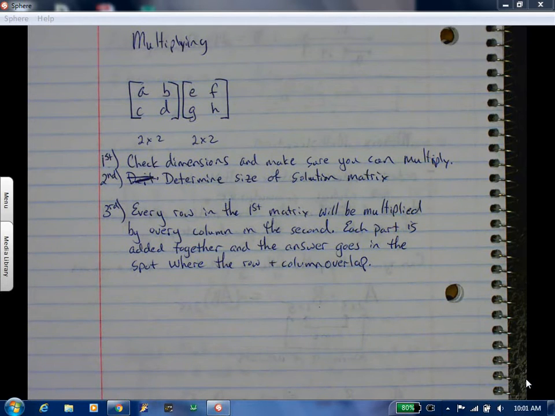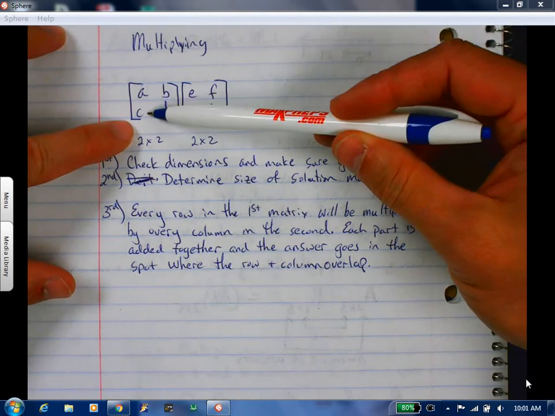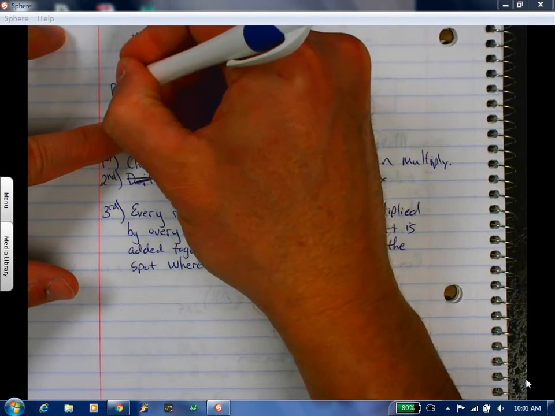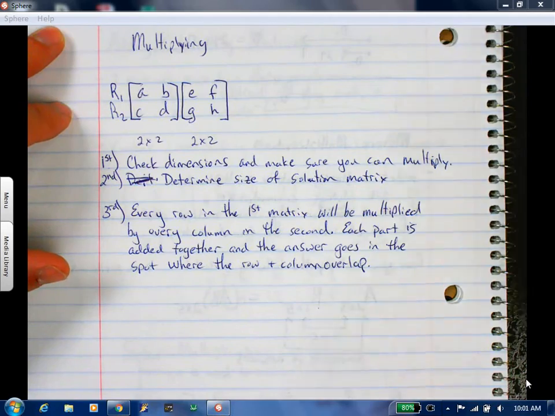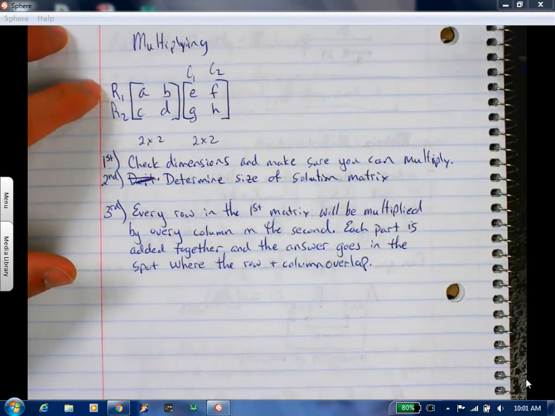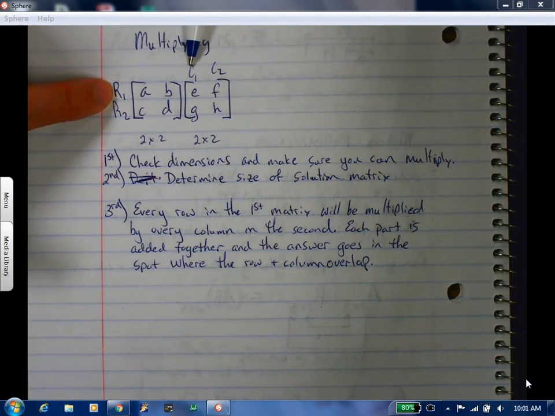So, up here, every row in the first matrix. So how many rows do I have? 2. So row 1 and row 2. I'm going to multiply them by the columns. So I have column 1 and column 2. Now, what that means is I have rows by columns. So just think of how we write our dimensions, rows by columns.